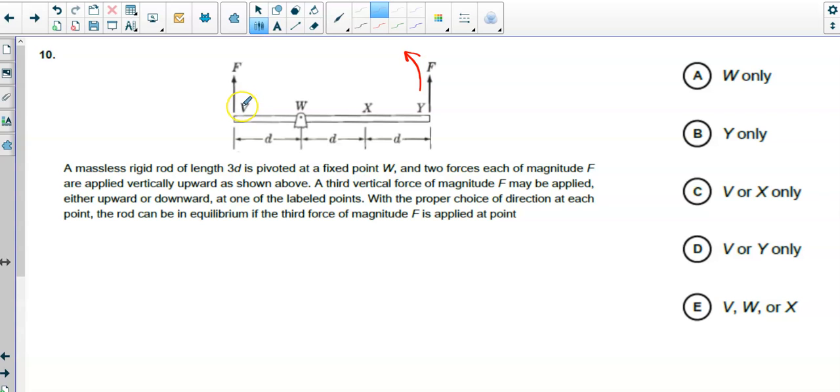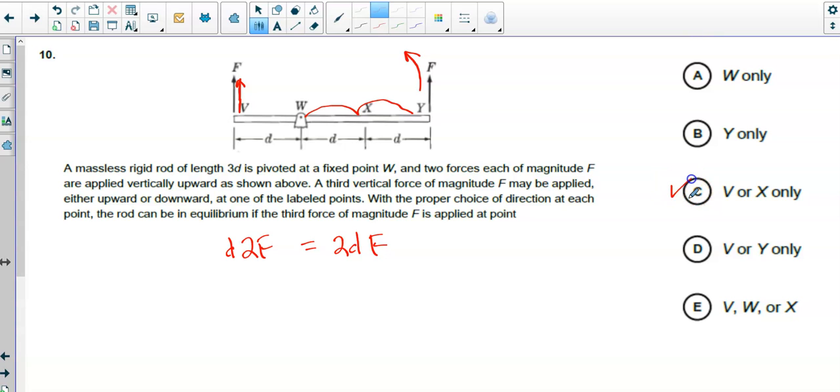I could double the force over here, which would help balance out the fact that this one gets double the lever arm. So if I put it here, I think V would work. Because that would produce D as the lever arm for this, and there'd be 2 forces. That would be the clockwise torques. The counterclockwise torques would be 2D times F. So they would be the same. So anything with V is in the running.